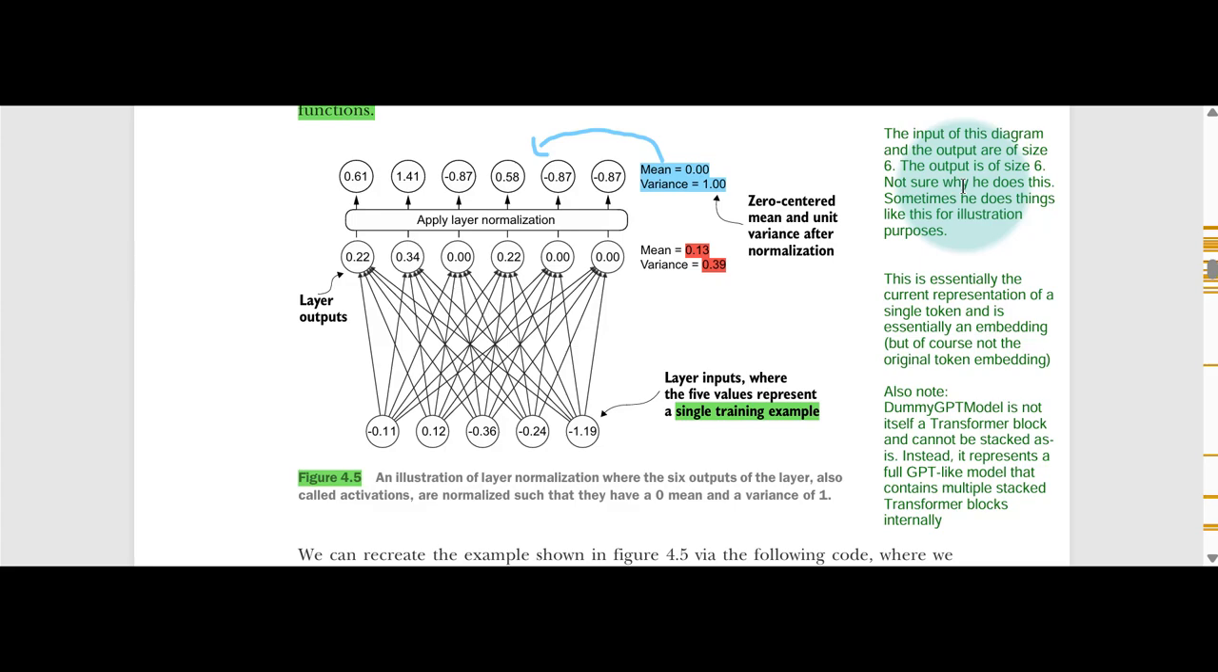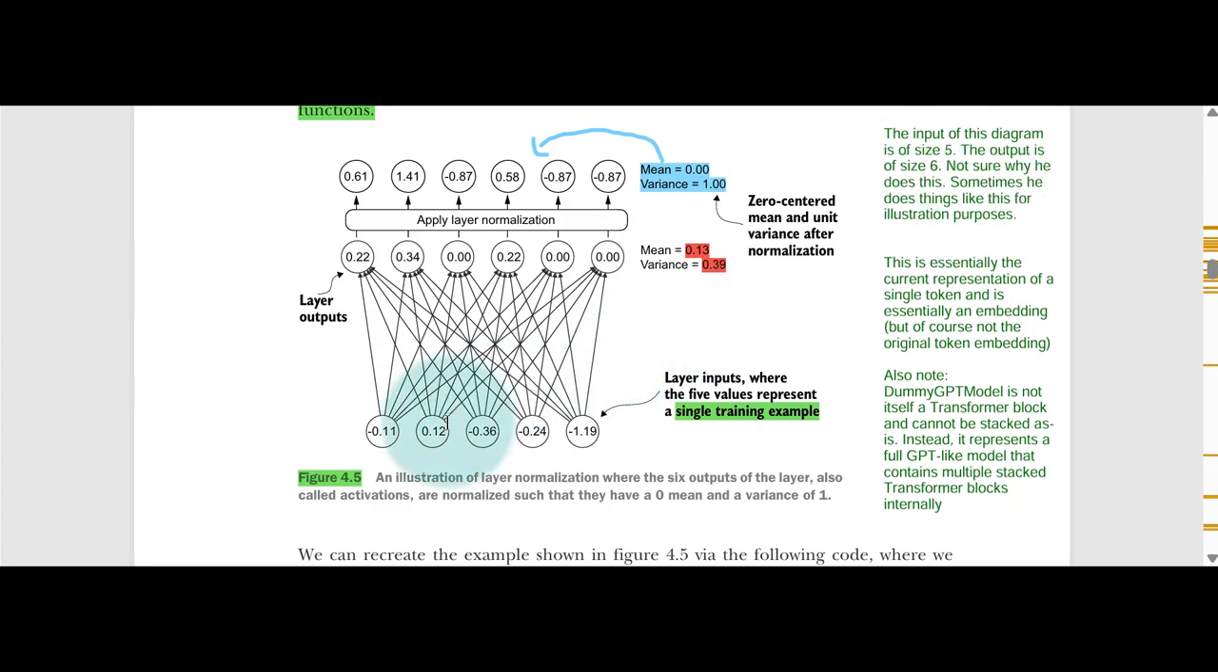Not sure why he does this. Okay, this is essentially the current representation of a single token. So this is just one token, I believe. Yeah, it says a single training example.